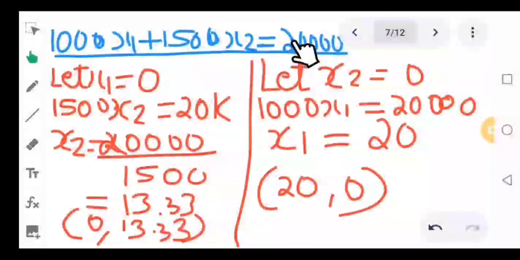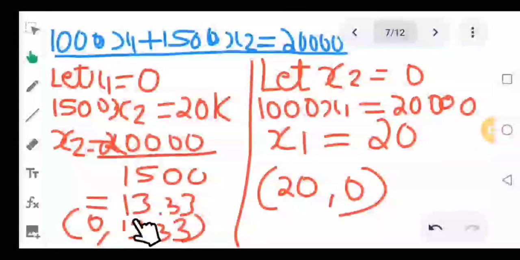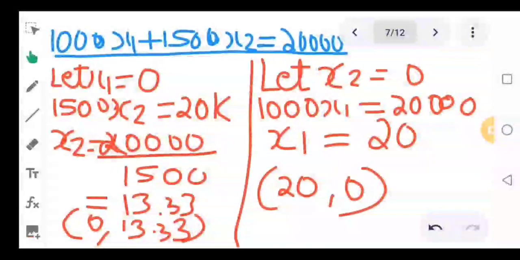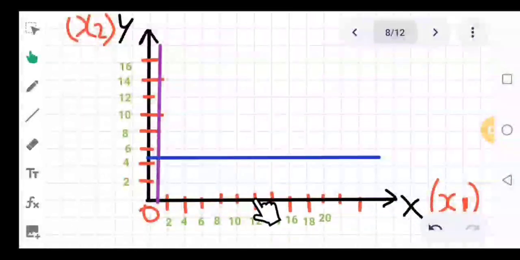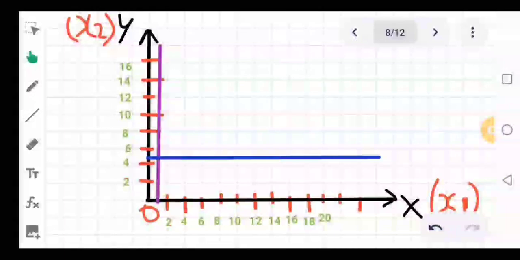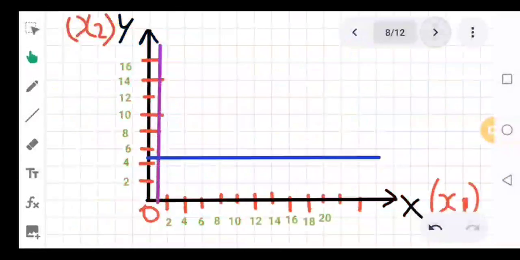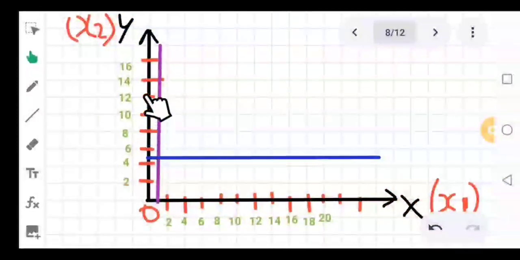That's the first equation, 1000 x1 plus 1500 x2 is equal to 20,000. The first point that we found was 0, 13.33. That is 0 will be your x1, your x2 is this. So 0 on x1. So this is x1. 0 on x1 is this, and 13.33 on your x2. It will be somewhere here, right? So the point will be on x1 it is 0, on the y-axis it is 13.33. So roughly the point will be here. Let me just mark it.